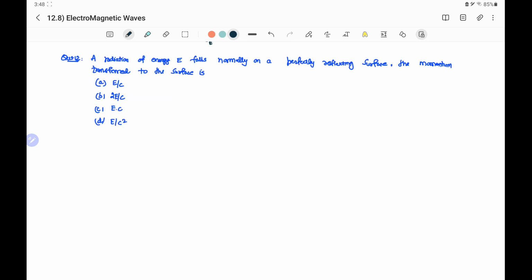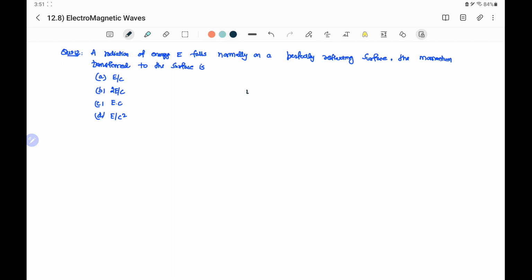Next question: a radiation of energy E falls normally on a perfectly reflecting surface. The momentum transferred to the surface is. It is given that the energy of radiation is E. So the momentum associated with the radiation will be equal to E by C. We can symbolize this by P.